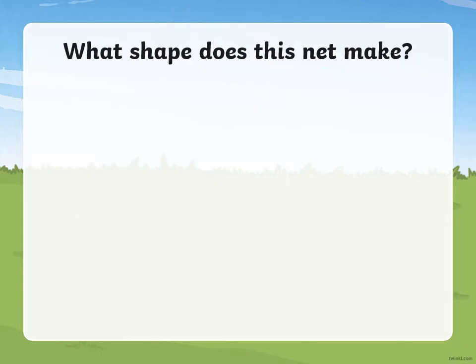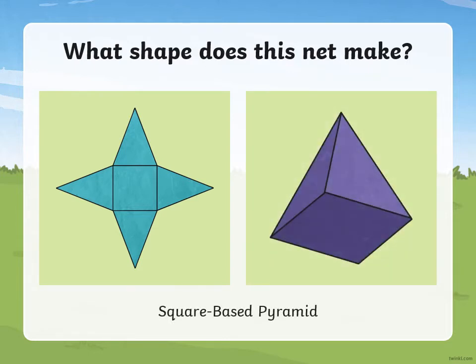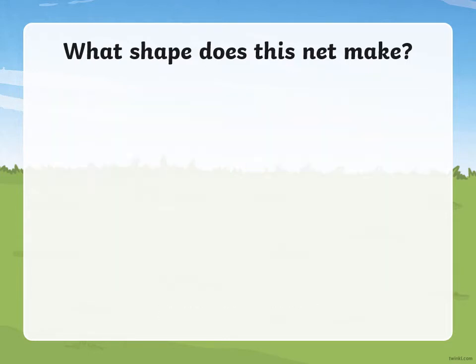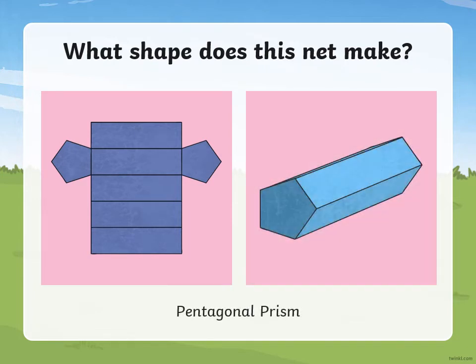Remember, we are also looking for you to be describing the vertices, the edges, and the faces of the 3D shape. Here's another one that shouldn't be too tricky for you, Primary 7. What 3D shape makes this net? And also remember to tell us how many edges, vertices, and faces the shape has.